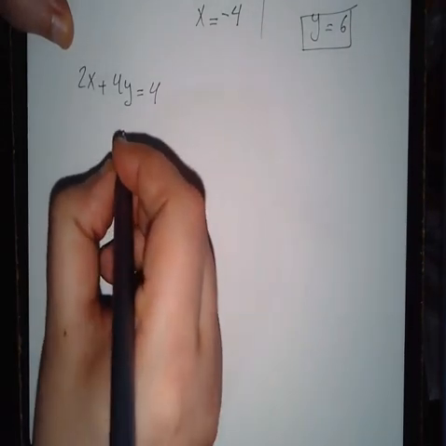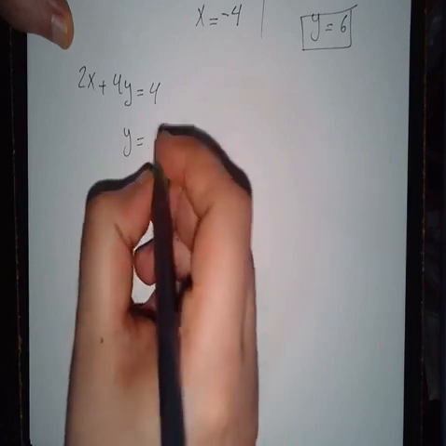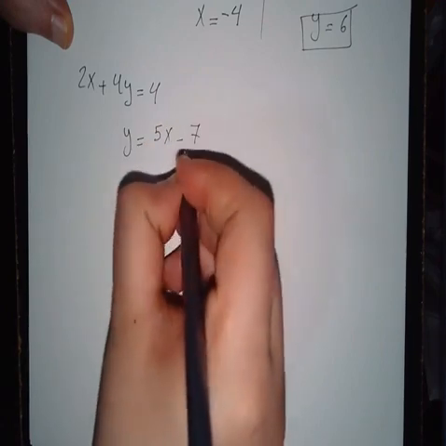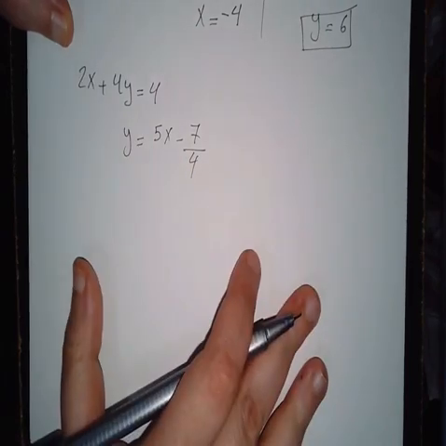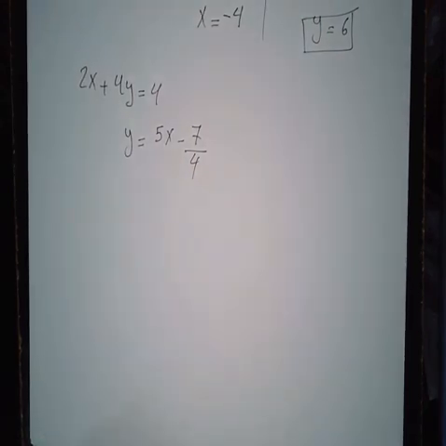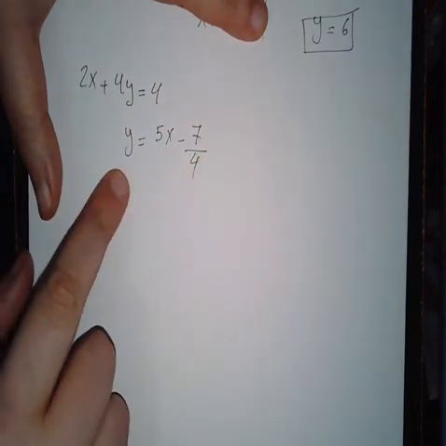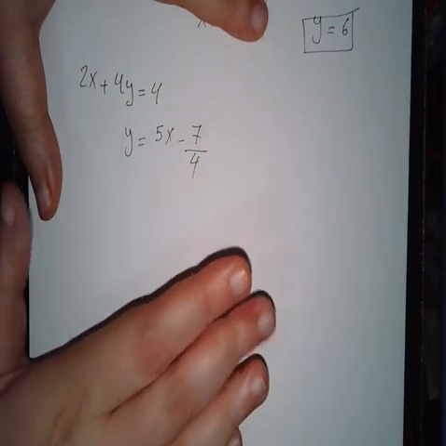Second equation is y equals 5x minus 7 over 4. Which one do you think we should use? Substitution or addition? If you thought substitution, you're right. If you thought addition, you're not wrong, it's just not the easy way. Because with this one, as you can see, one of the two equations is already set up. It's ready for you to plug it in.